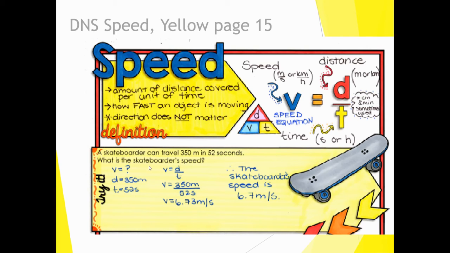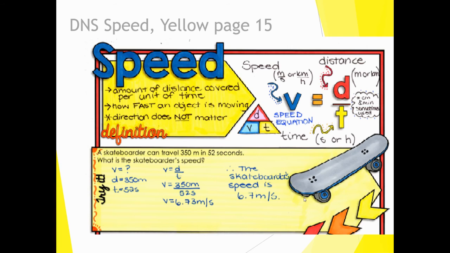So the first practice problem we have here is a skateboarder can travel 350 meters in 52 seconds. What is the skateboarder's speed? So writing all of our information out here, we don't know what the speed is. We know our distance is 350 meters. Our time is 52 seconds. Speed equals distance over time. So 350 meters divided by 52 seconds, and we get the speed is 6.73 meters per second. So that's when we're calculating our speed.